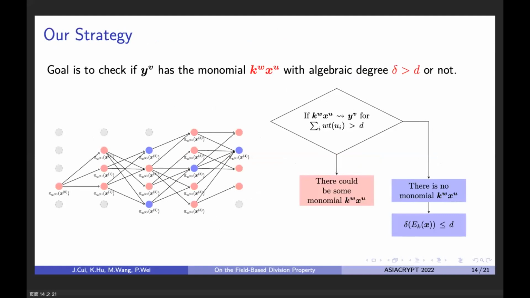A cipher can be represented by a keyed polynomial y of plaintext x and the secret key k. So basically, our goal is to check whether y to the v contains the keyed monomial k to the w times x to the u with algebraic degree greater than d. The degree of k, that is w, is set arbitrarily since we only care about the degree of x. If there is no such monomial, we know that the algebraic degree is less than or equal to d. But if there is a trail, we do not know any information about the monomial.